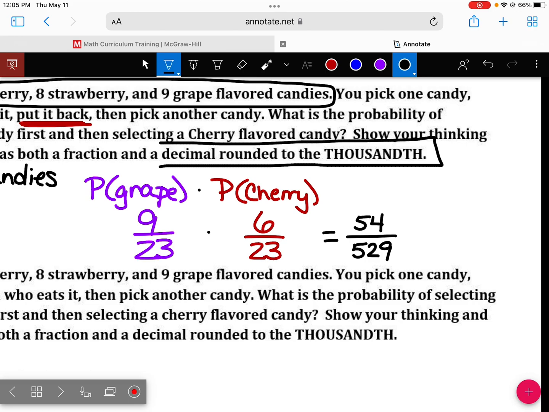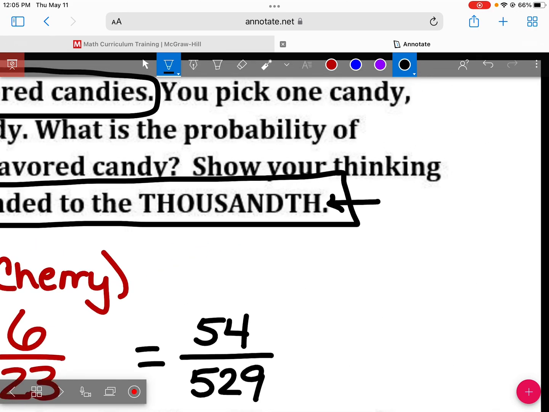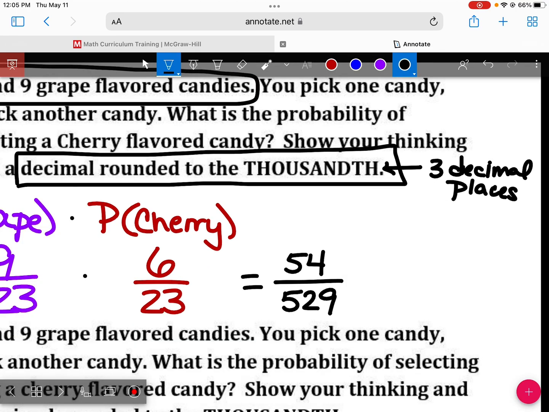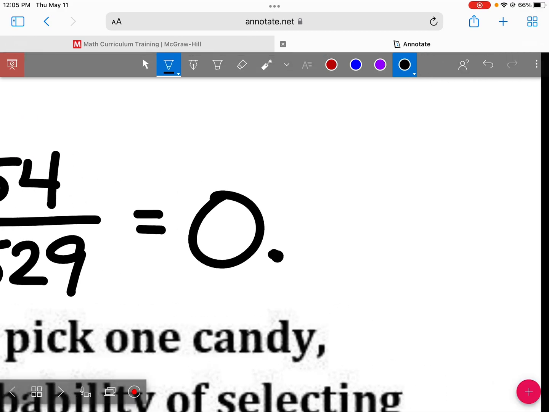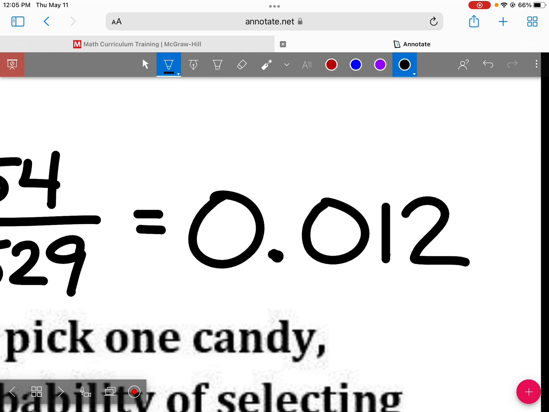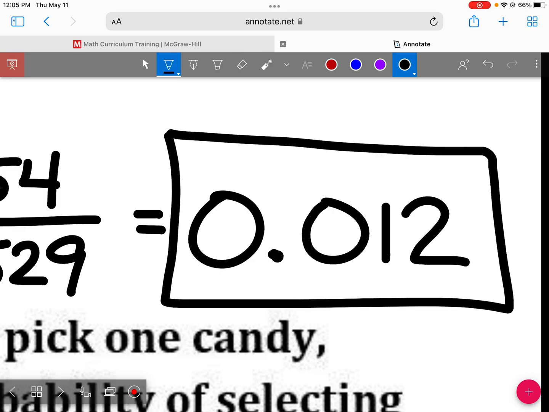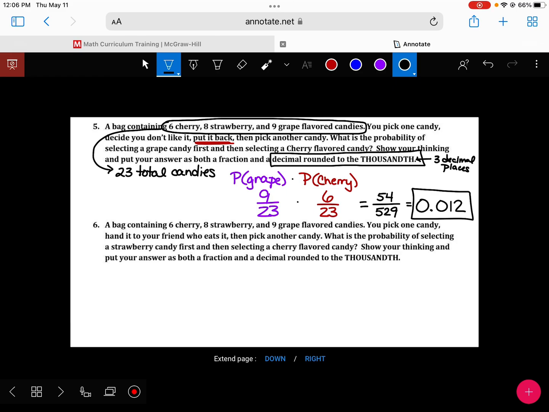This time they wanted it written as a decimal. The nearest thousandth is 3 decimal places. So we have to put it into the calculator. 54 divided by 529. 0.102. This is how they want you to give the answer back. On the test, if you don't know how many decimal places to go out, because it says something like thousandths or hundredths or tenths and you don't remember what that is, raise your hand. I'm more than happy to answer that question. I don't want to leave you guys guessing about how many decimal places I need. All right? I'll happily tell you.